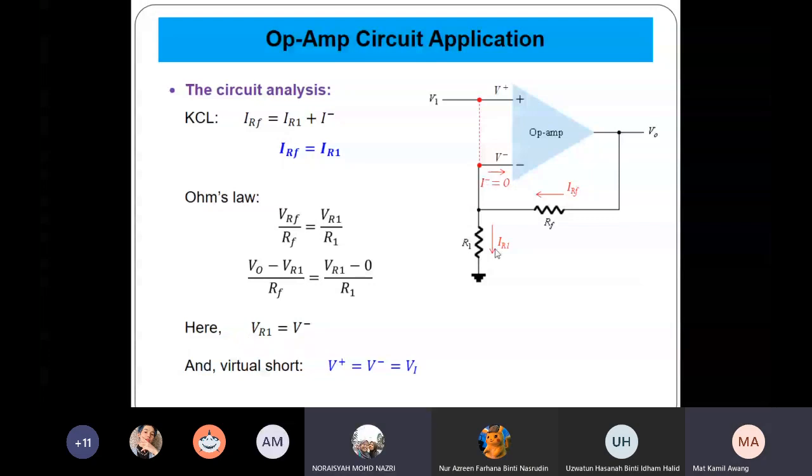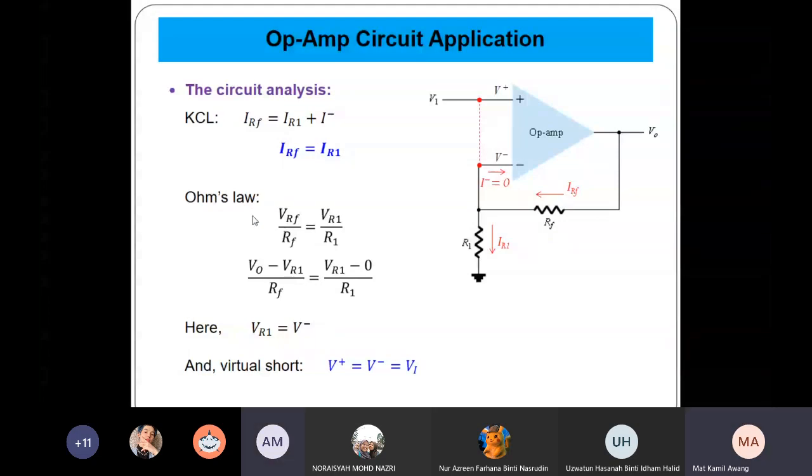IRF minus IR1 minus I minus equal to 0. Yes. So it's IRF is equal to IR1 plus I minus. But I minus is equal to 0 because this is actually a virtual short circuit. So I minus equal to 0. Therefore, IRF is equal to IR1.